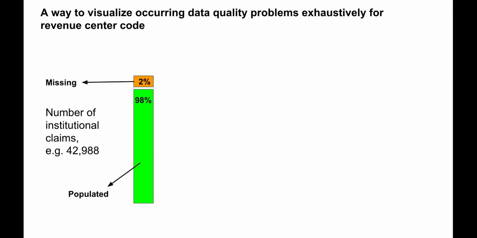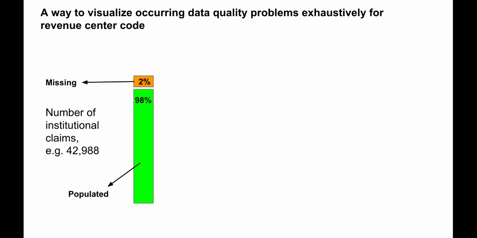And here's a nice way to visualize potential data quality problems that can happen with revenue center code. So first, we like to list the total number of institutional claims in the data set that we're dealing with, because revenue center code can only be on institutional claims. So we break down the number of claims that have a populated revenue center code and the claims that have a missing revenue center code. And by populated, we mean that there is at least one non-null revenue center code in the claim.